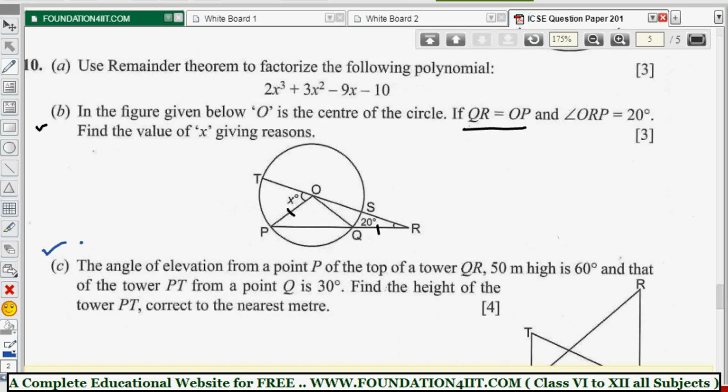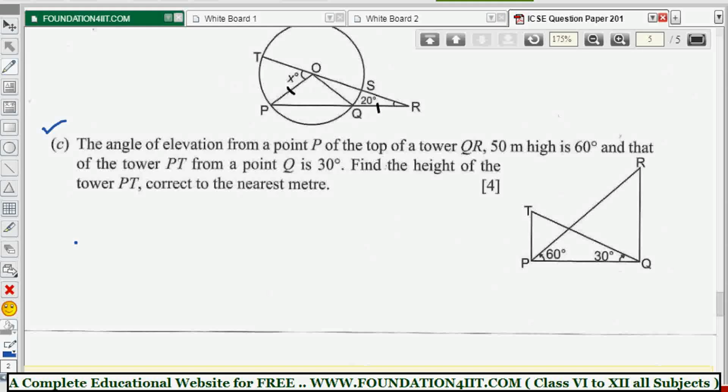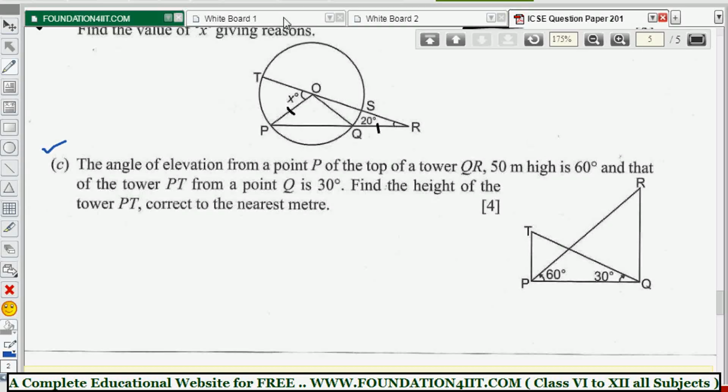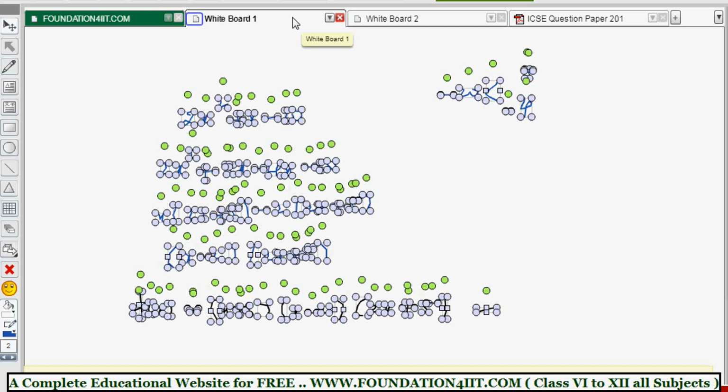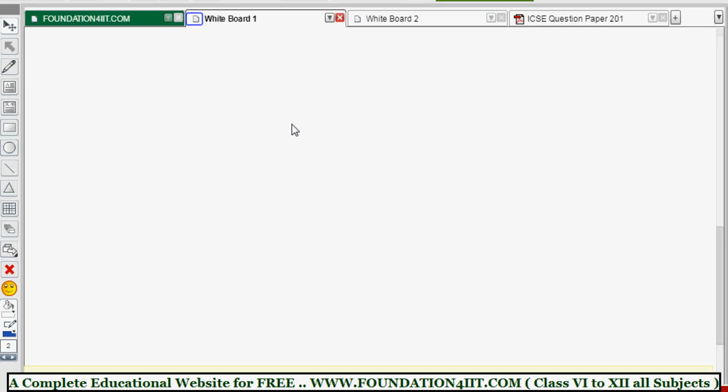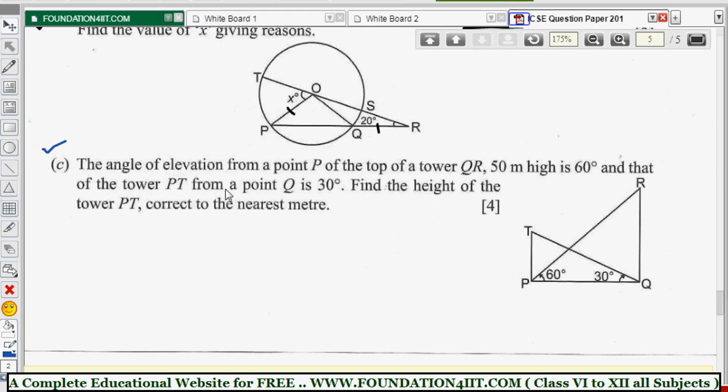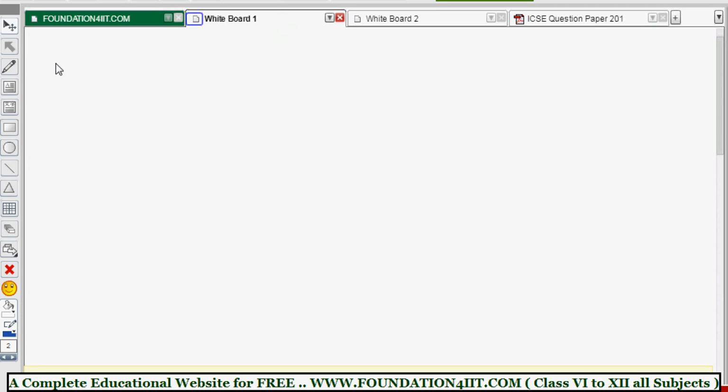And next is applications of trigonometry question, we will solve. So in this, the angle of elevation from the point P of the top of the tower QR, 50 meters height, is 60 degrees. So this is 50 meters. So let me take the diagram.